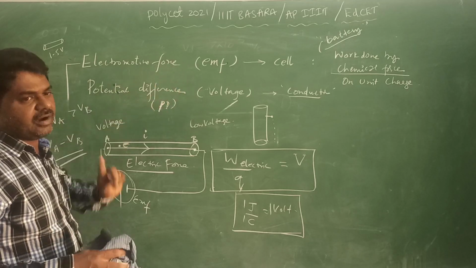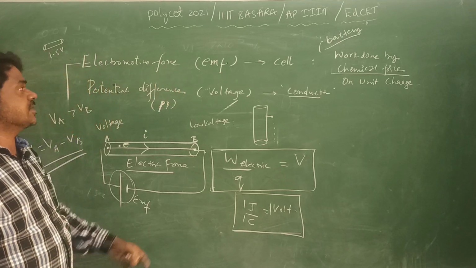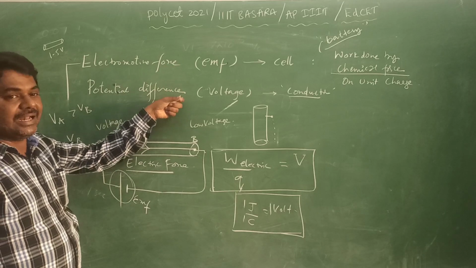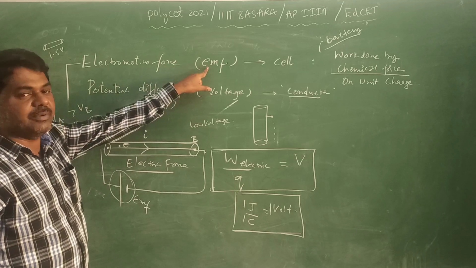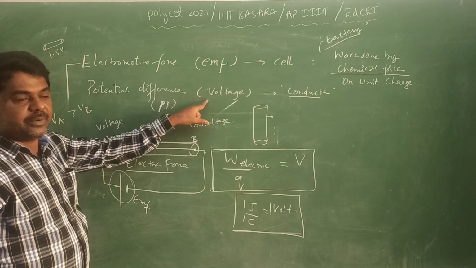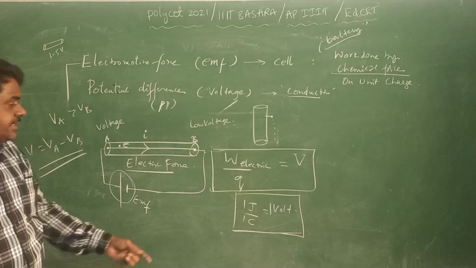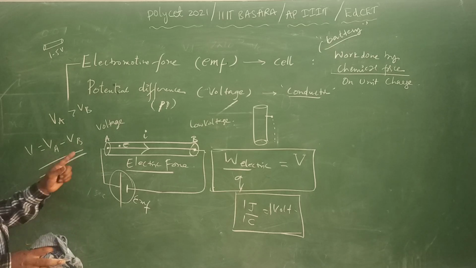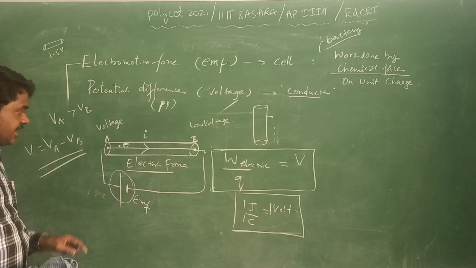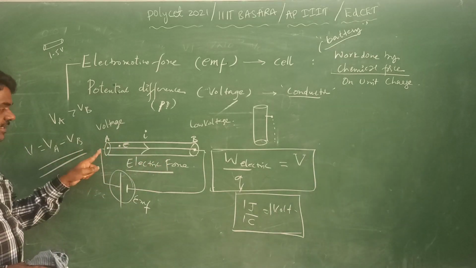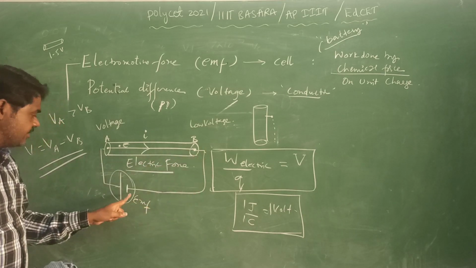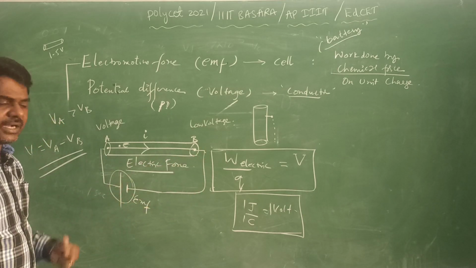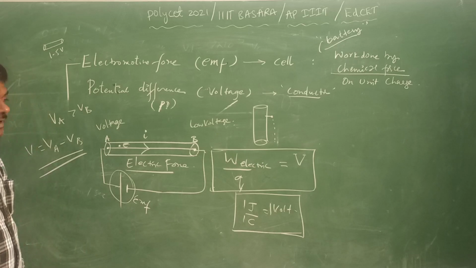Very, very important concepts. Work done by which force? Chemical force. Work done by electric force. Formula: V is equal to W by Q. Okay, so 1 joule by 1 coulomb is equal to 1 volt. Current flows from high potential to low potential. The one which is connected to the positive terminal is high potential, and the one which is connected to the negative terminal is low potential. Current always flows from high potential to low potential, right?